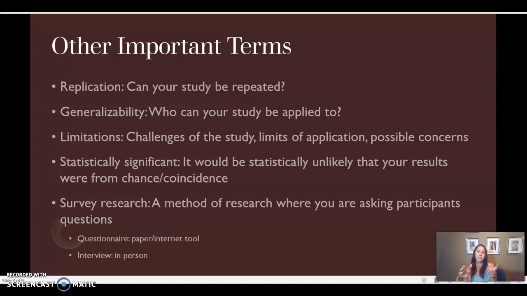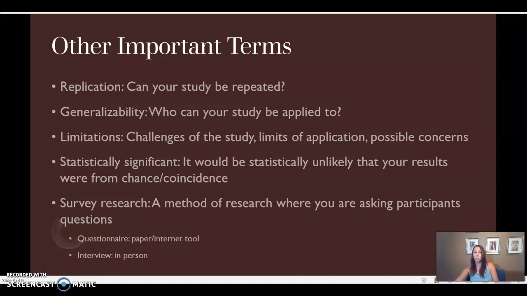Did I do my study with such a narrow group of participants that I'm going to be narrow in who I can apply it to? Because if I do a study with college students, especially traditional age college students, like age 18 to 25, I probably should not be trying to apply those results to elderly individuals unless I've tested to make sure that they would respond in a similar way. So you can't overgeneralize your study.